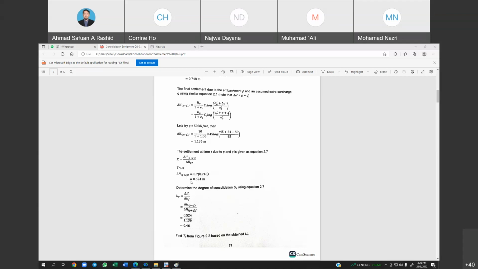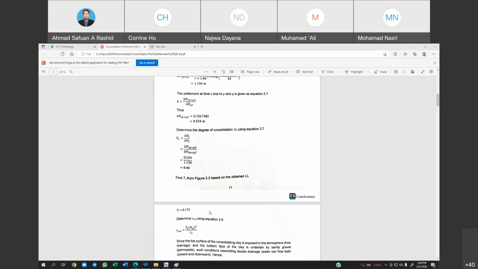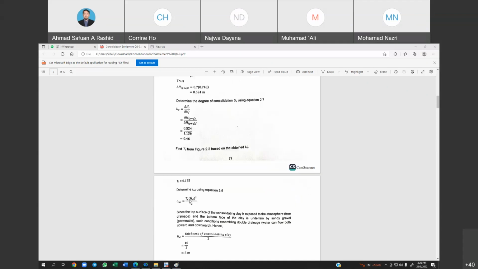Okay, this is the final. Actually, this is the final. Sorry, this is the final. This is at the 70%, which is equal to 0.46. Find TV, then the TV is equal to 0.175. So determine the time required using equation 2.6. So TV times HD power by 2 over CV.